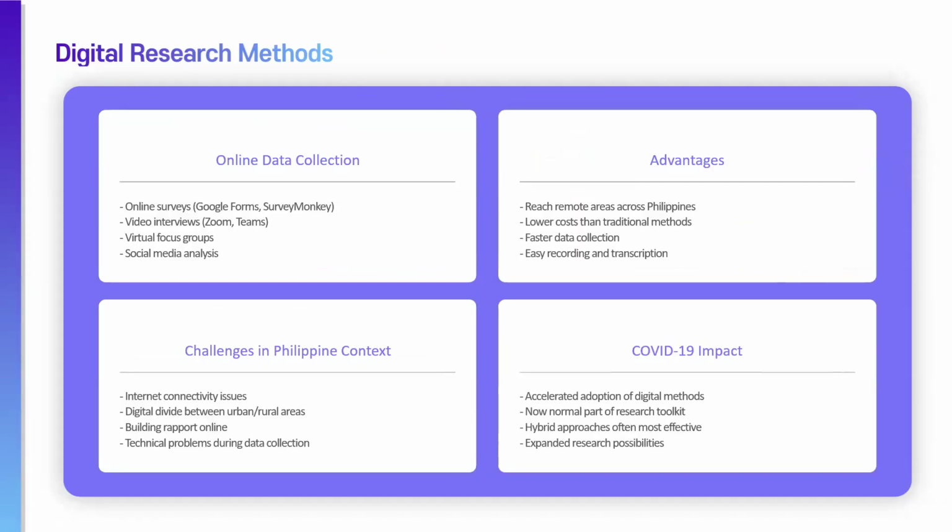Let me talk about two important trends in research methods that are particularly relevant for researchers. First, online data collection. COVID-19 changed research forever. Digital methods are now a normal part of the research toolkit. What does this include? Online surveys using Google Forms or SurveyMonkey, video interviews through Zoom or Teams, virtual focus groups, social media analysis.